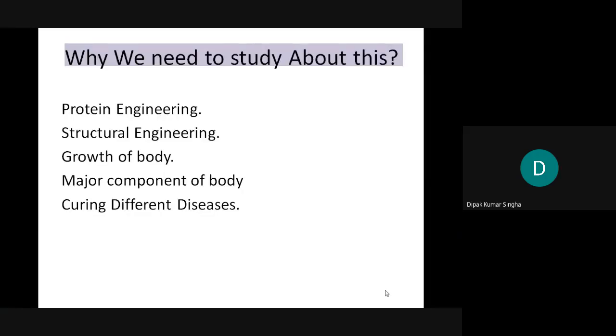So, no proteins, no life. Without protein you cannot survive. As per requirements, 15 to 16% of our body is protein, and the whole body is composed of proteins. So protein is a very important compound.